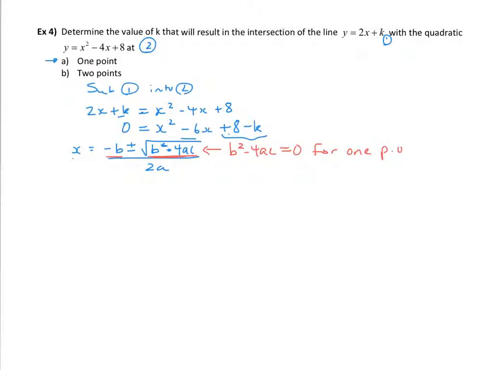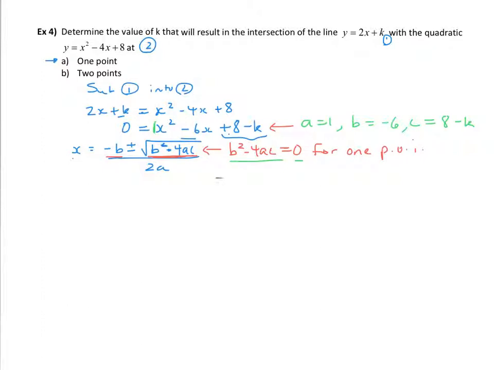Point of intersection, that's what the POI is standing for. So if I look at my quadratic equation here, my a value is 1, so a equals 1. The b is that -6. The c is that whole expression of 8 minus k. So I'm going to sub that into b squared minus 4ac, set it equal to 0, and then determine my value of k from there.